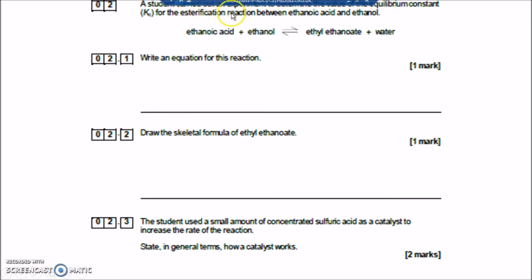Question 2. We've got an esterification reaction between ethanoic acid and ethanol to make ethyl ethanoate, an ester which has got a CO linkage in there, and water. Write an equation, so CH3COOH plus CH3CH2OH makes ethyl ethanoate, which is going to be CH3COOCH2CH3, and water.